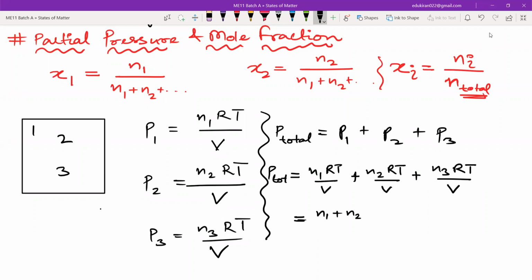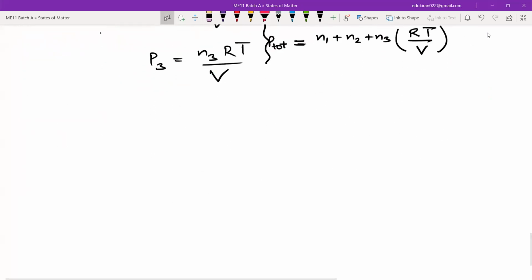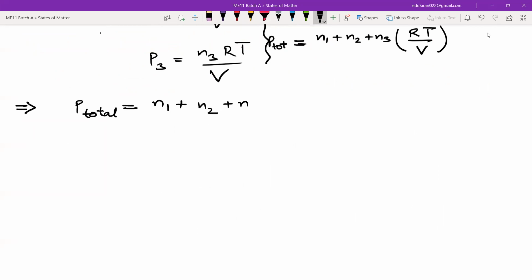Plus N3 RT upon V. Okay. Now what can I do? I can take N1 plus N2 plus N3, and here in brackets RT upon V. Fine, guys. Any problem till here? No, sir. Okay, and this is P total. Let me just write this once more. Till now we have got P total is equal to N1 plus N2 plus N3, into RT upon V.